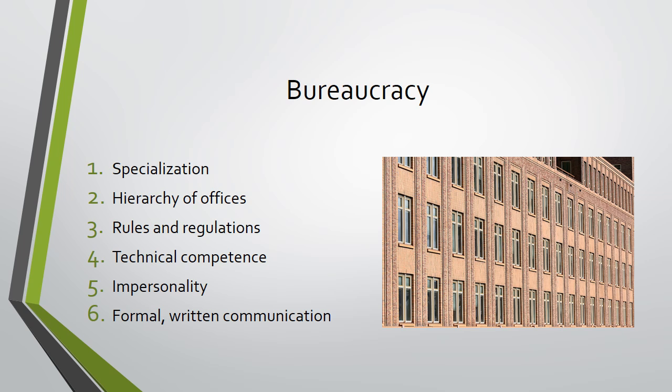1. Specialization. 2. Hierarchy of offices. Workers are arranged in a vertical ranking. 3. Rules and regulations. 4. Technical competence. This refers to the special training people have for their jobs, and also the performance standards that are set up. 5. Impersonality. Rules tend to be placed ahead of the person. And 6. Formal written communication. It's been said that paperwork is the heart of bureaucracy. And I'm sure you've heard that the job's not done until the paperwork's turned in.